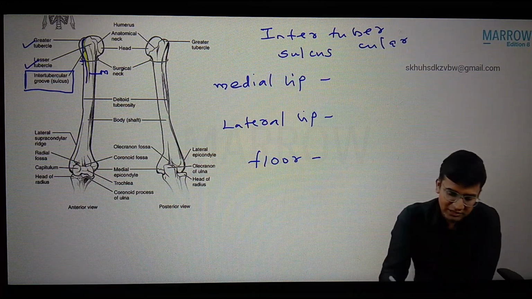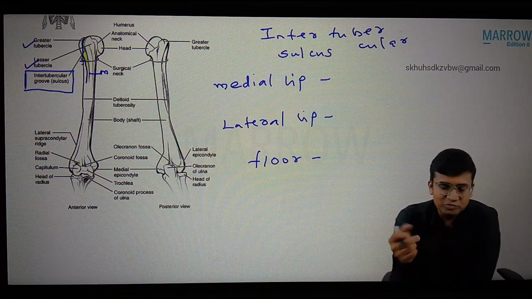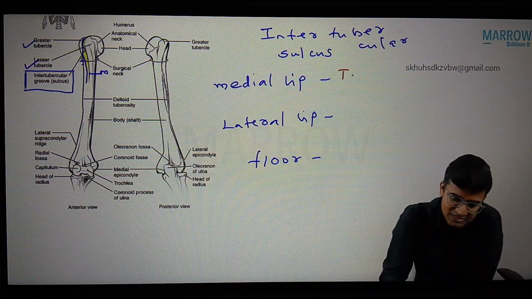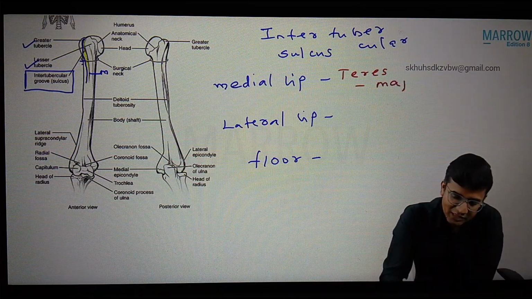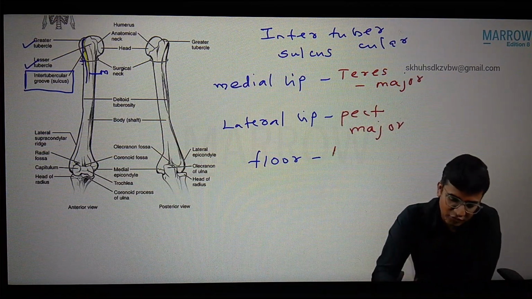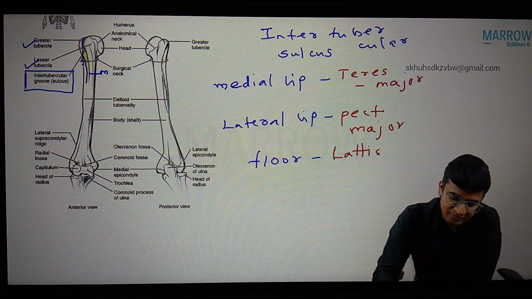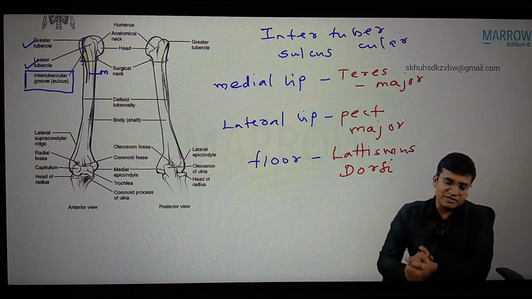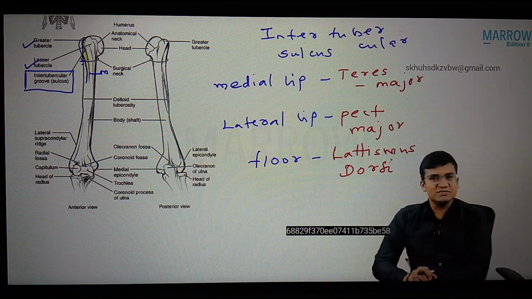We have a mnemonic: "Lady between the two major." So the medial lip has teres major muscle. What about the lateral lip? Pectoralis major muscle. Between these two muscles, on the floor, latissimus dorsi muscle. So: lady between the two major. Medial lip, teres major; lateral lip, pectoralis major; and floor, latissimus dorsi muscle.